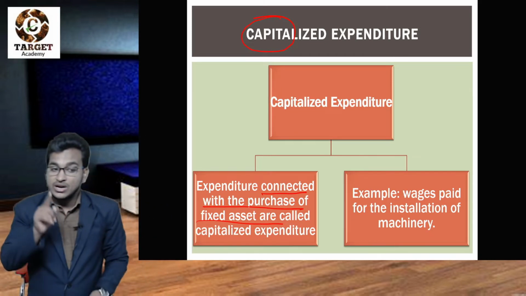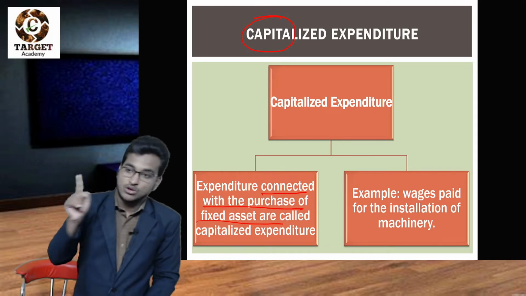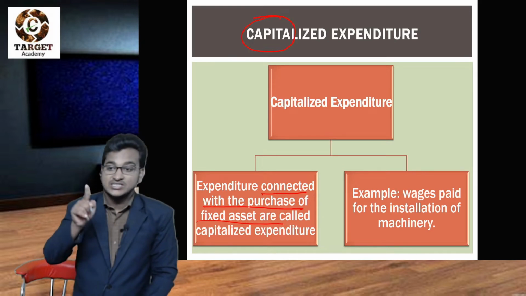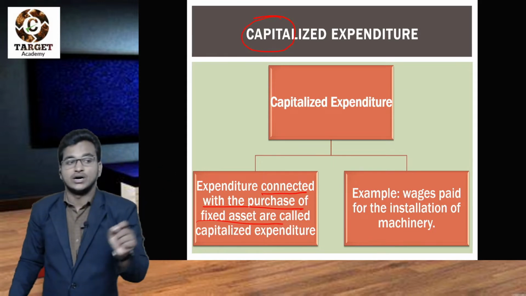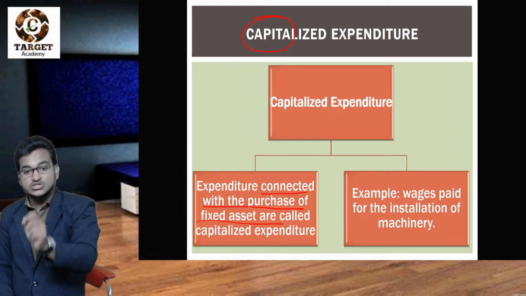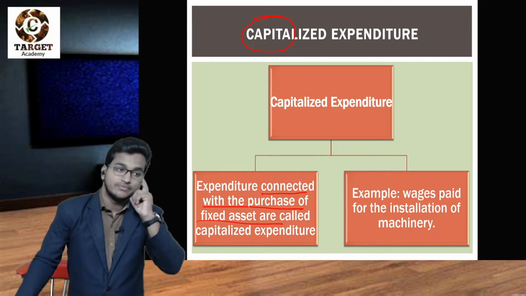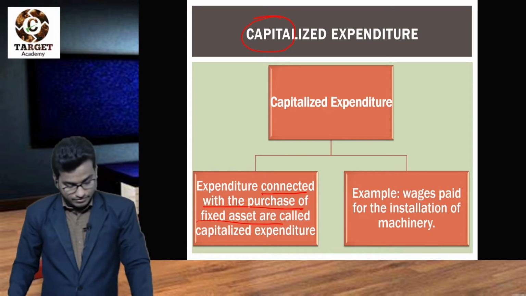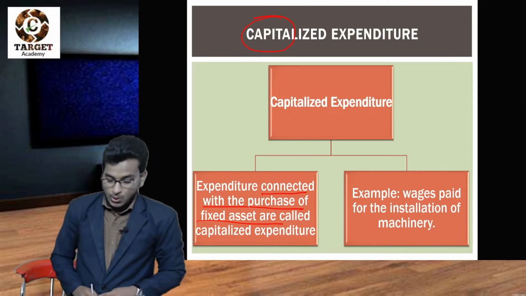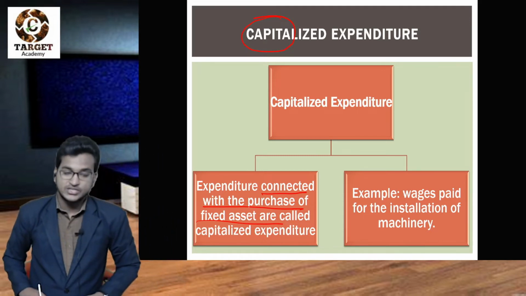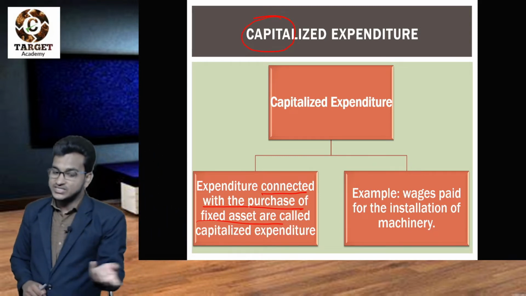So total cost of AC equals 35,000 rupees plus 1,000, 36,000 is our AC cost. In our books of accounts, we will record AC account debit to cash account 36,000, not 35,000. Okay. You can see the example on your screen. Wages paid for installation of machinery. So whatever we are paying for installation of an asset is a capital expenditure.